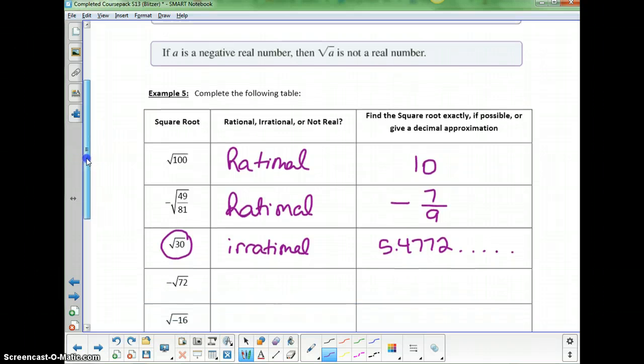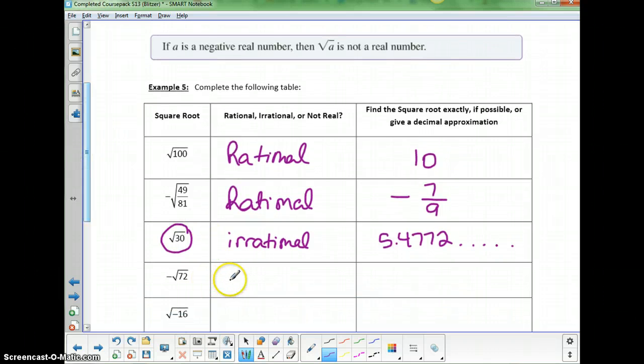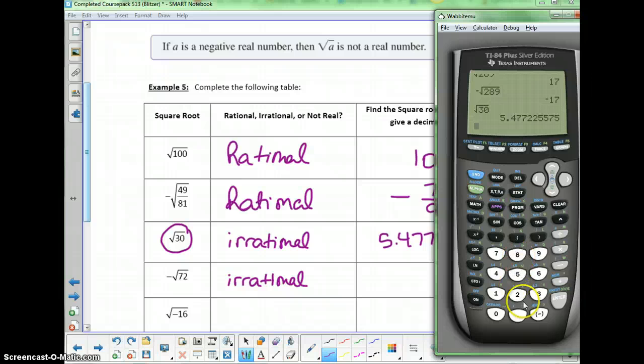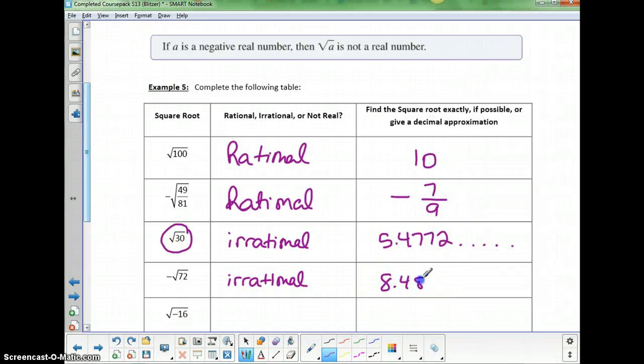Okay. The next one, the square root of 72, it's also going to be irrational. I don't know the square root of 72. It's not a perfect square. The square roots that are near it are 64 and 81. What's in between them, I don't know. So we'll look at the square root of, oops, I hit the wrong key. Hit second. Square root of 72. 8.4853. So on. It's irrational.